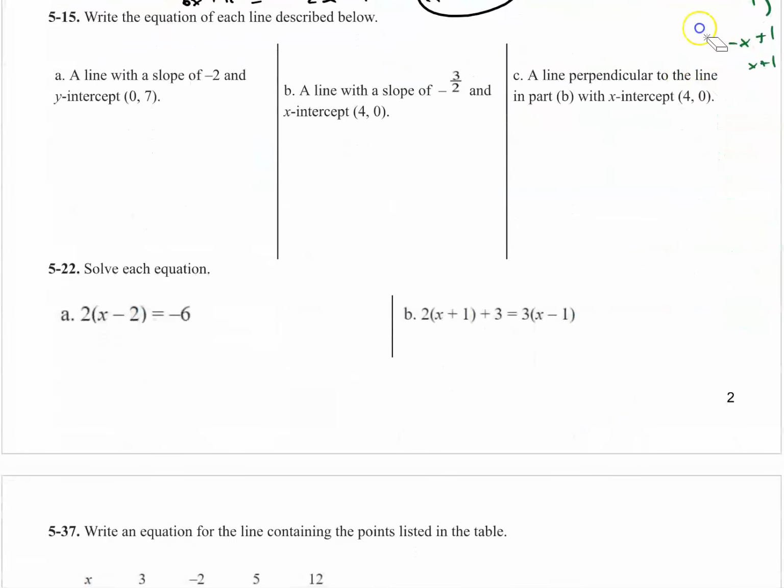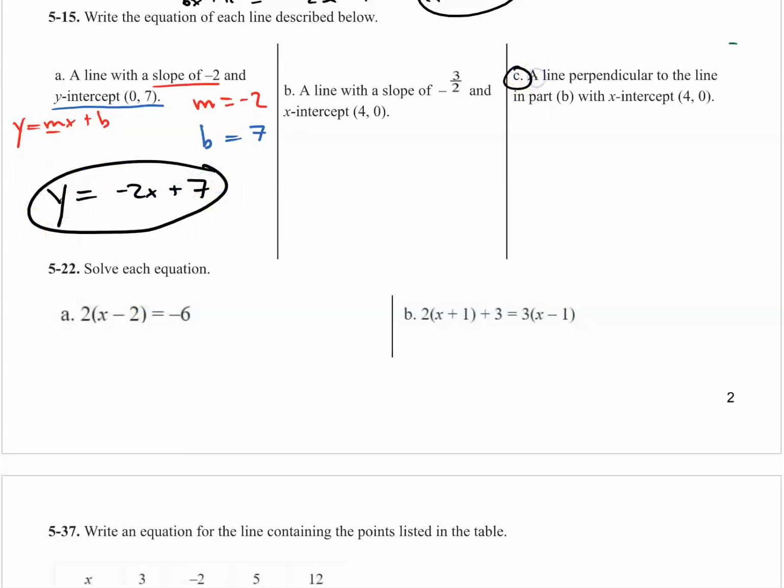Write the equation of a line. Maybe I'll do one, and I'll start the other one. Part A. A line with a slope of negative 2 and a y-intercept of 0, 7. So the slope of negative 2, that tells you that, we're writing the equation of a line, y equals mx plus b, and m is equal to negative 2. M is the slope. The y-intercept, or the starting value, is 7, so that tells you that b is 7. Right away, you can write your equation. That's going to be y equals negative 2x plus 7.